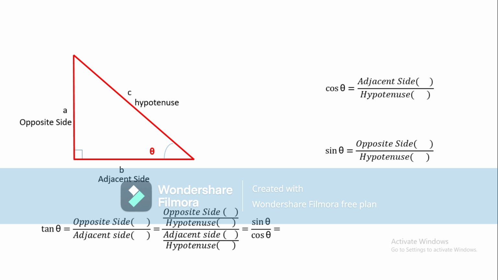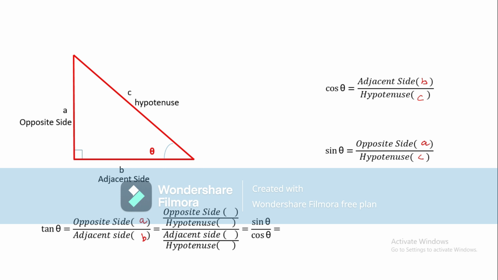Now what is the relationship between tan theta, sin theta and cos theta? As we already know, cos theta is the adjacent side divided by the hypotenuse, which is B upon C, and sin theta is the opposite side divided by the hypotenuse, which is A divided by C. And tan theta is the opposite side divided by the adjacent side, which is A divided by B.